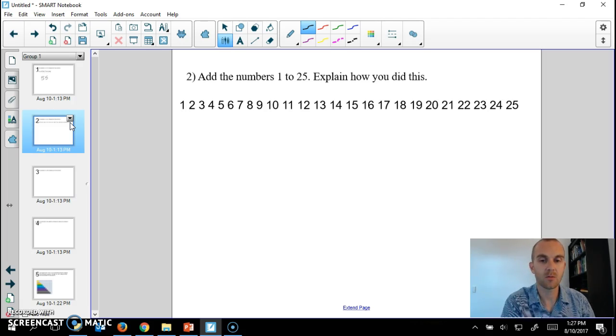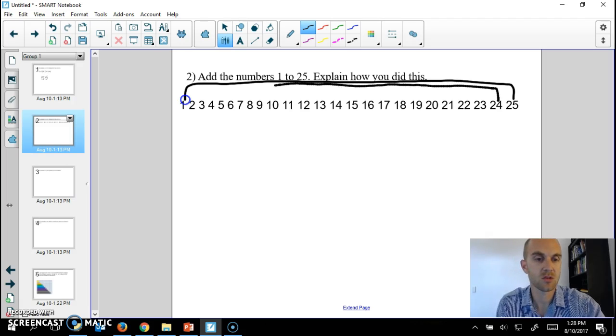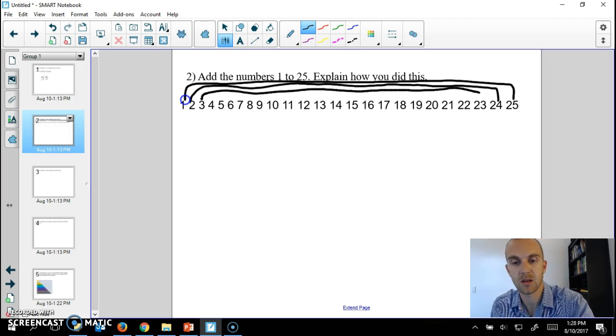The problem is it just becomes more and more complex as the numbers get longer and longer. So we have to think about, well, what could we do? Well, if you start to play around, what you may notice is if I take the first and last number and pair them, in this case I get 26. And then if I do that with the next set of numbers, I get 26. And if I keep doing this over and over again, I'll get 26.